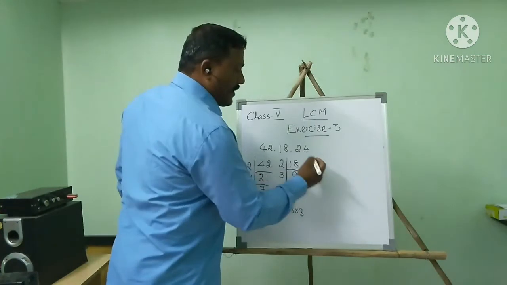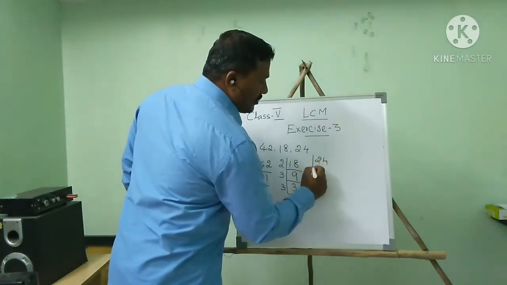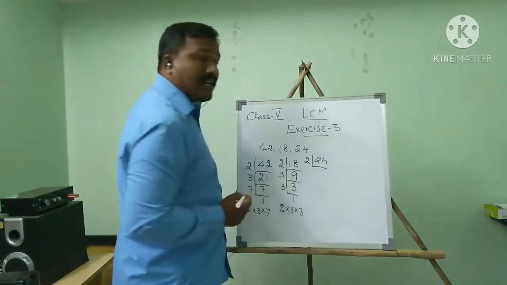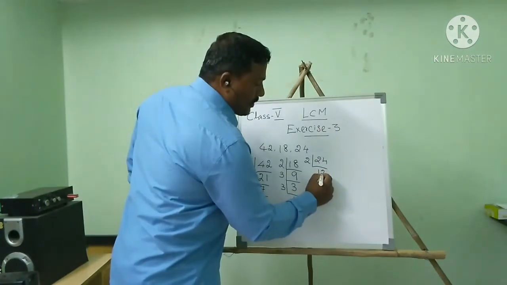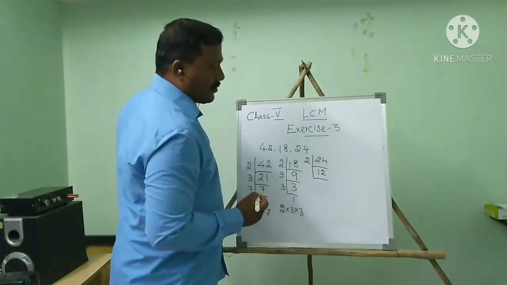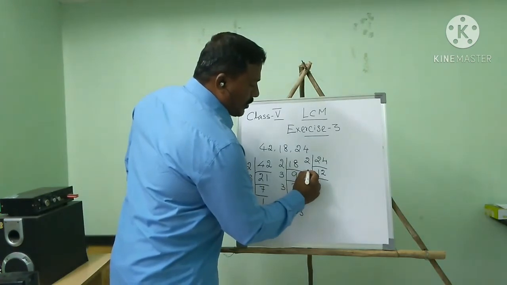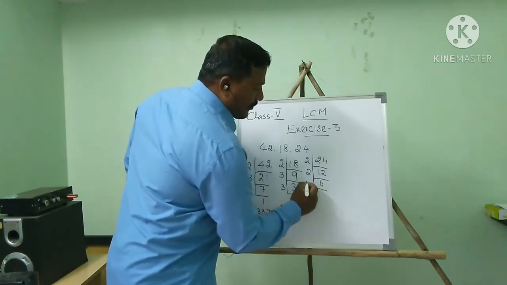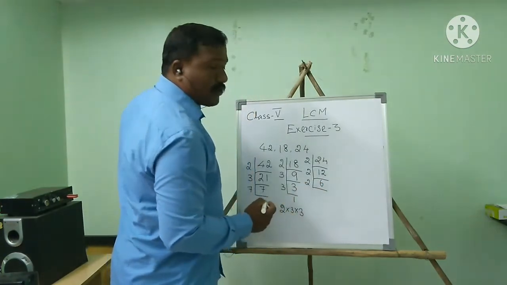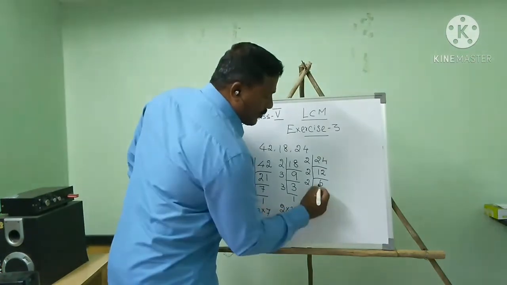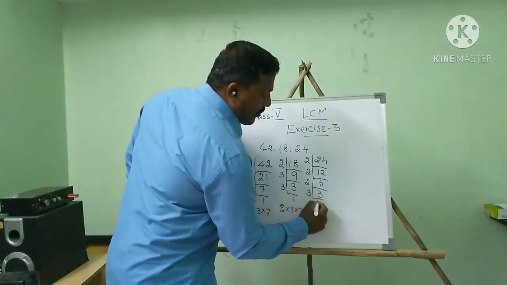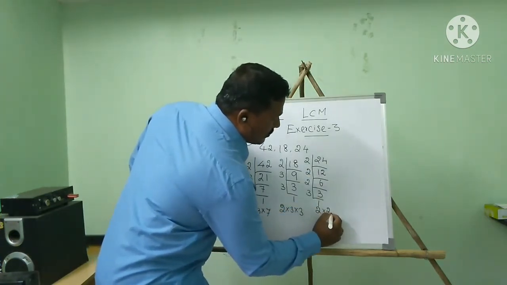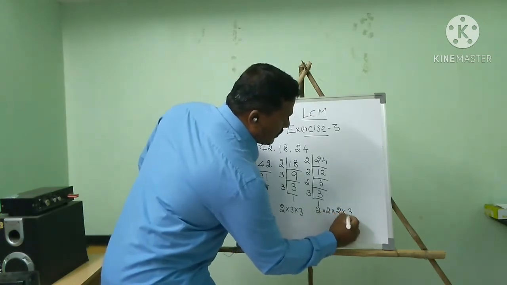Now we will find the factors of 24. I am going to divide by 2. 2 12s are 24. Then 2 6s are 12. Now 2 3s are 6. Now 3 ones are 3. Now you have to write the factors: 2 into 2 into 2 into 3.